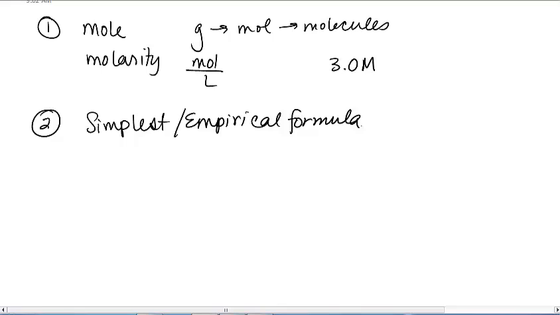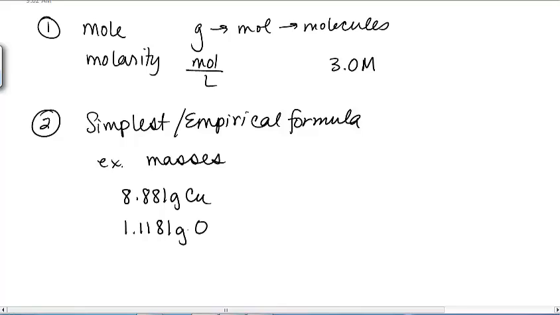So if, for example, you could be given some information about the various masses that are in a compound. And let's say, for example, you were given 8.81 grams of copper and 1.181 grams of oxygen in a compound, and you want to know what was the simplest formula. Rather than thinking, oh, well, I know the 2 different copper oxides that could exist, what could you do to those masses?